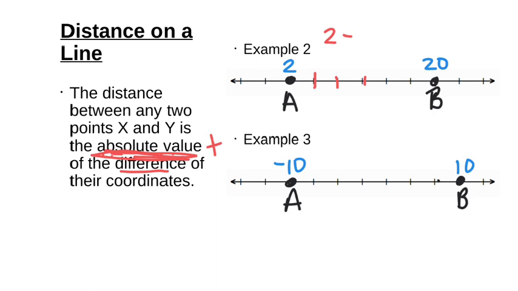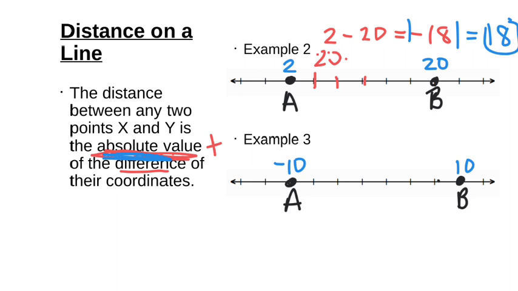So 2 minus 20 would give you negative 18. And then again, you're taking the absolute value. The absolute value means make the answer positive. So it would be positive 18. Or you could have done 20 minus 2, and you would have gotten positive 18 right off the bat. Okay, but absolute value means it doesn't matter what order you subtract in, your distance is 18. Positive 18, negative 18, the distance is 18.